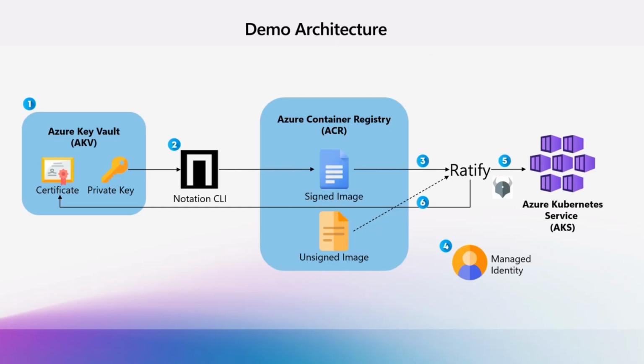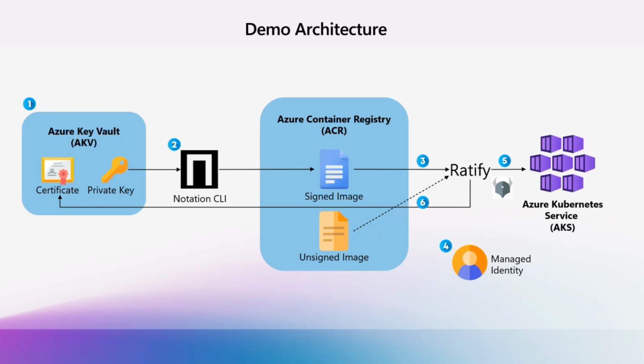This is the demo architecture that Josh will walk through. Starting off with the Azure Key Vault, inside the Azure Key Vault stores the certificate and the private key associated with that certificate. Next, Notation CLI will use the private key to sign an image stored in ACR. That signature will then be stored alongside that image and attached to that image in ACR. Next, Josh will show the attempt to deploy that signed image using Ratify. Behind the scenes, Ratify will use a managed identity to retrieve the certificate and validate that signature on the image. Upon successful validation, that image will be deployed to AKS.